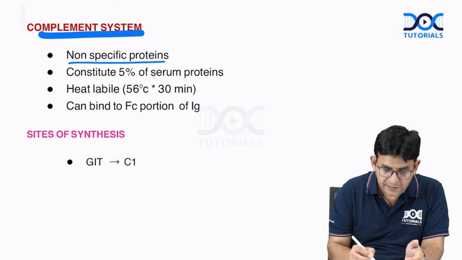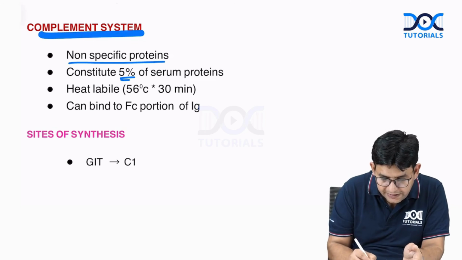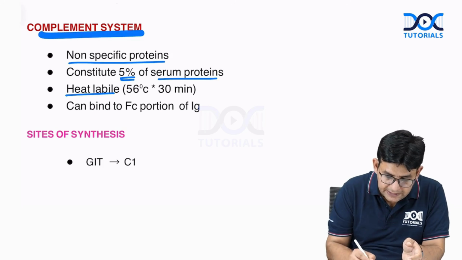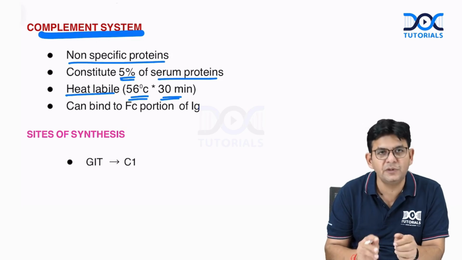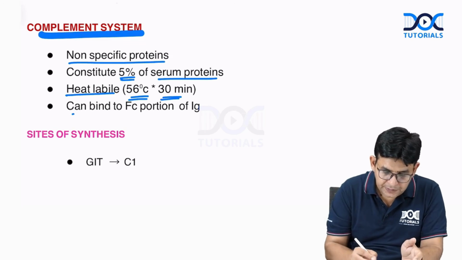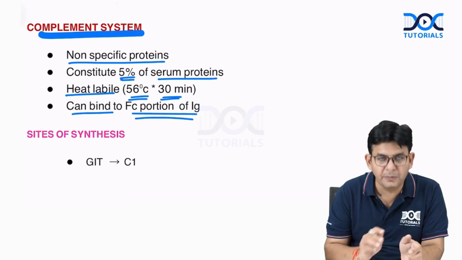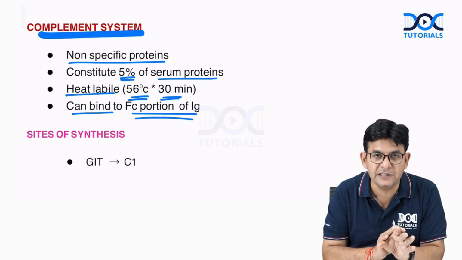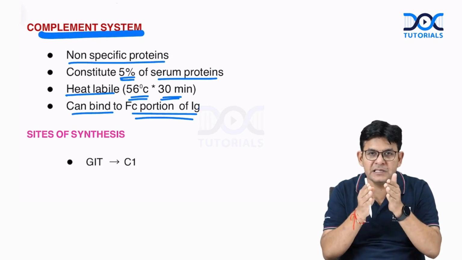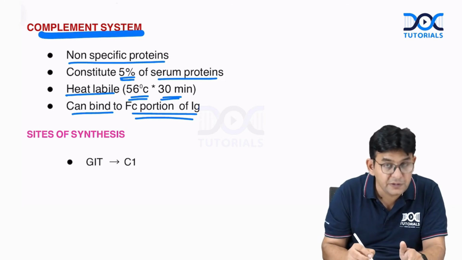Complements are non-specific proteins. How much do they constitute? 5% of the serum proteins. Remember, they are proteins, heat labile. At which temperature? 56 for 30 minutes. They will become inactivated at this temperature. They can bind to which portion of immunoglobulin? The FC portion of IG. If we take immunoglobulin as a Y-shaped fork, the down one is the FC portion. They attach to C4 complement.